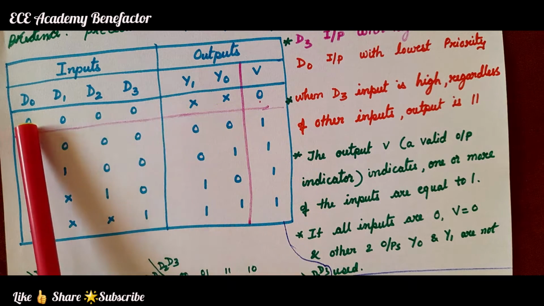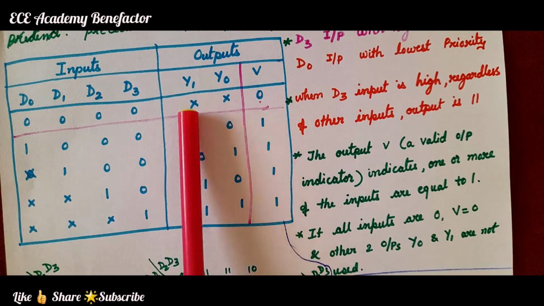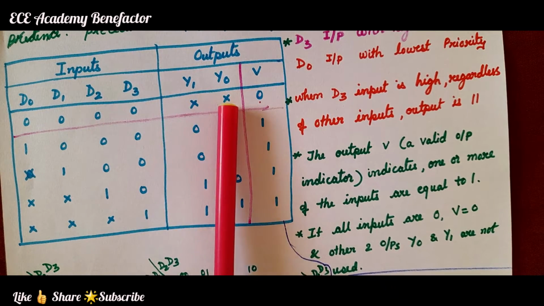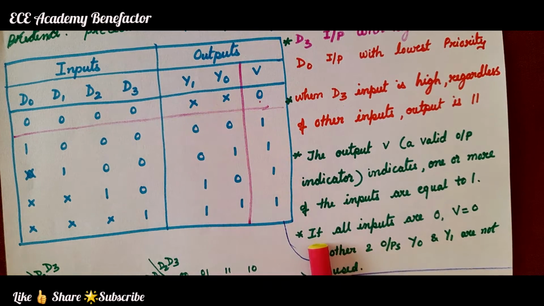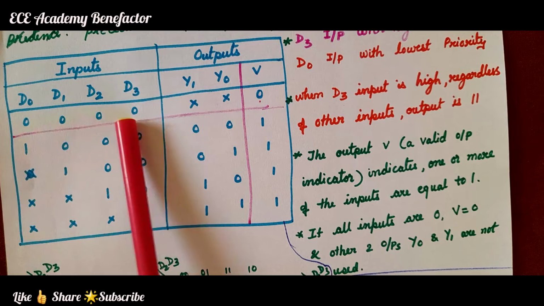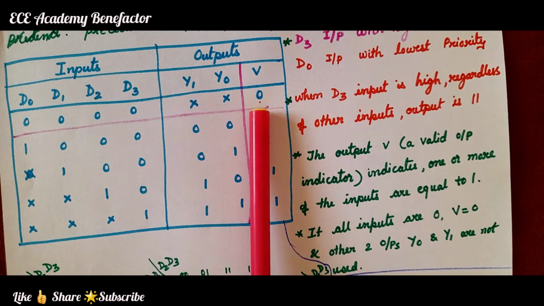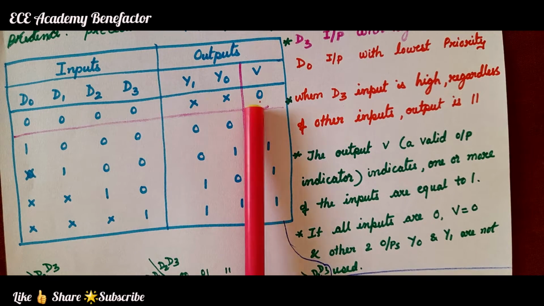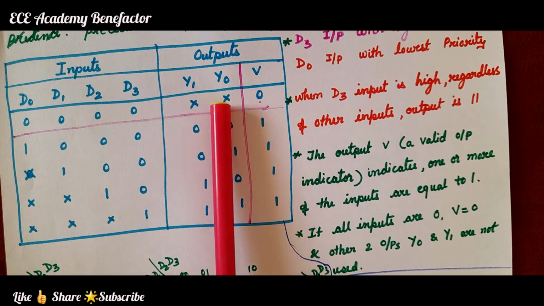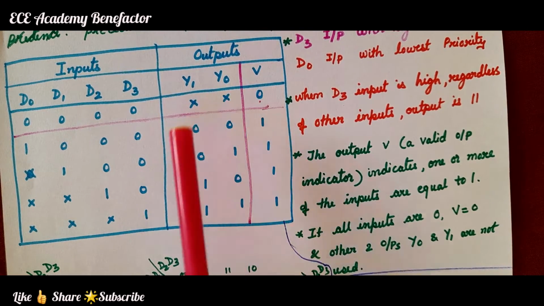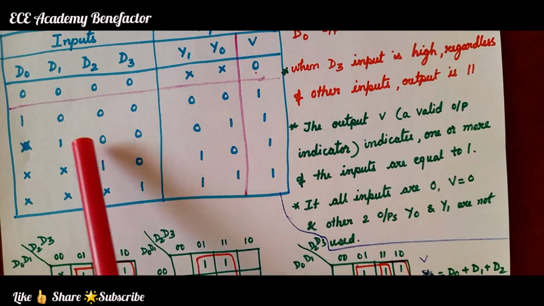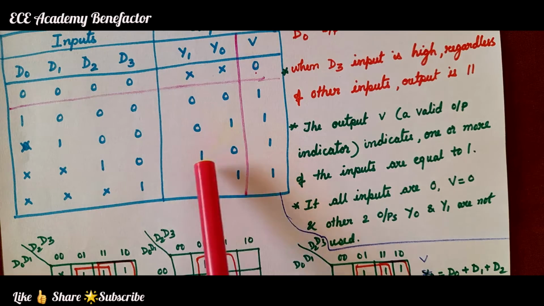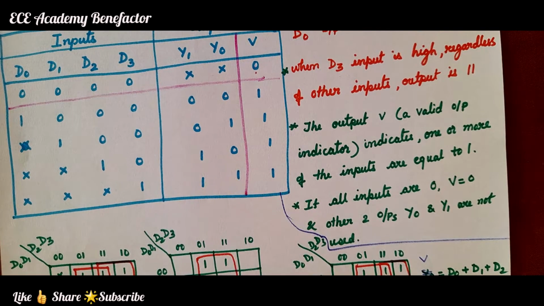So when the input is 0, is there any need of using the output? No need, so we kept it as don't care. If all the inputs are 0, the valid output is set to 0 and y1, y0 are not used. So we are making it a cross, which means we are not using it. Okay, so from here 0 0, 0 1, 1 0, 1 1.